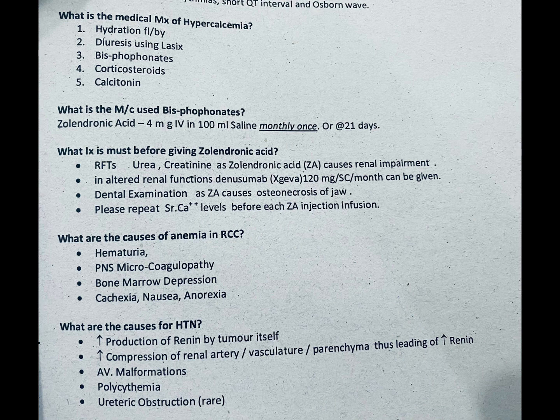And what are the causes of polycythemia in paraneoplastic syndrome? That's the increased production of erythropoietin by the tumor, and erythropoietin released in response to hypoxia-induced growth factor. So because of these reasons, there is increased erythropoietin, leading to polycythemia.